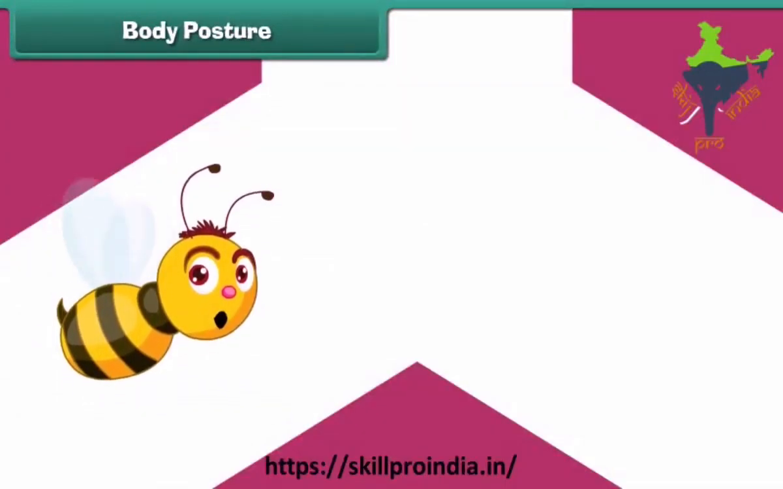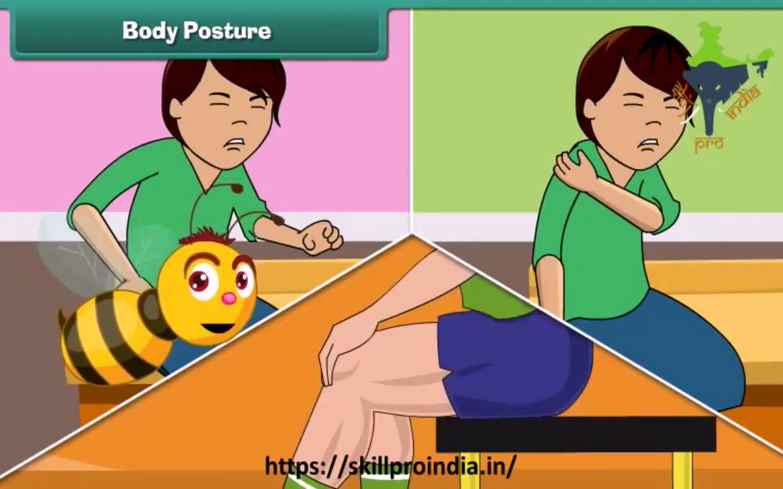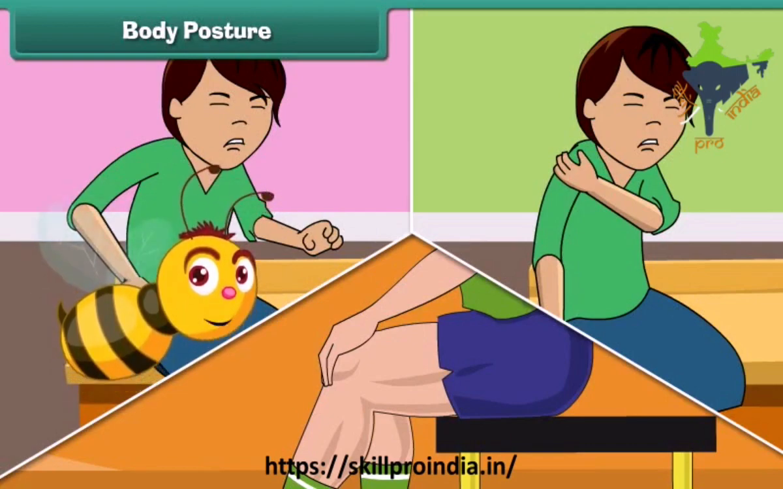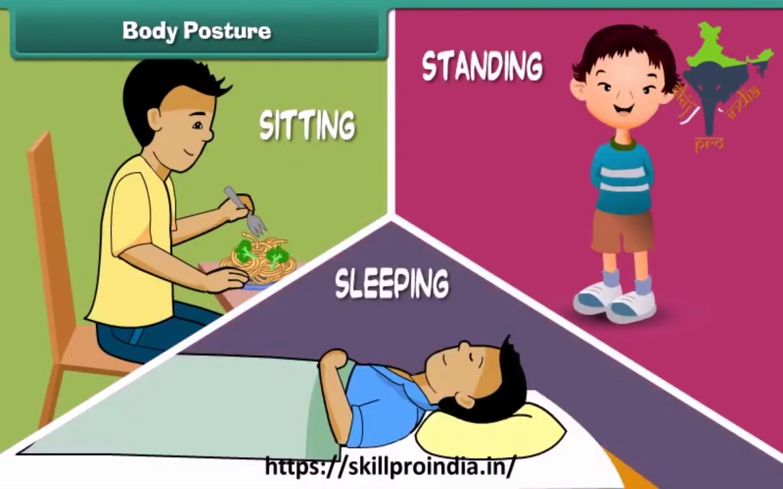Do you know why we sometimes feel pain in our back, shoulders and legs? This happens due to incorrect posture of the body. Posture is the position in which we hold our body while sitting, standing or sleeping. A correct posture includes standing straight with no bending, sitting by keeping back straight without support, and lying down with a pillow under our head.